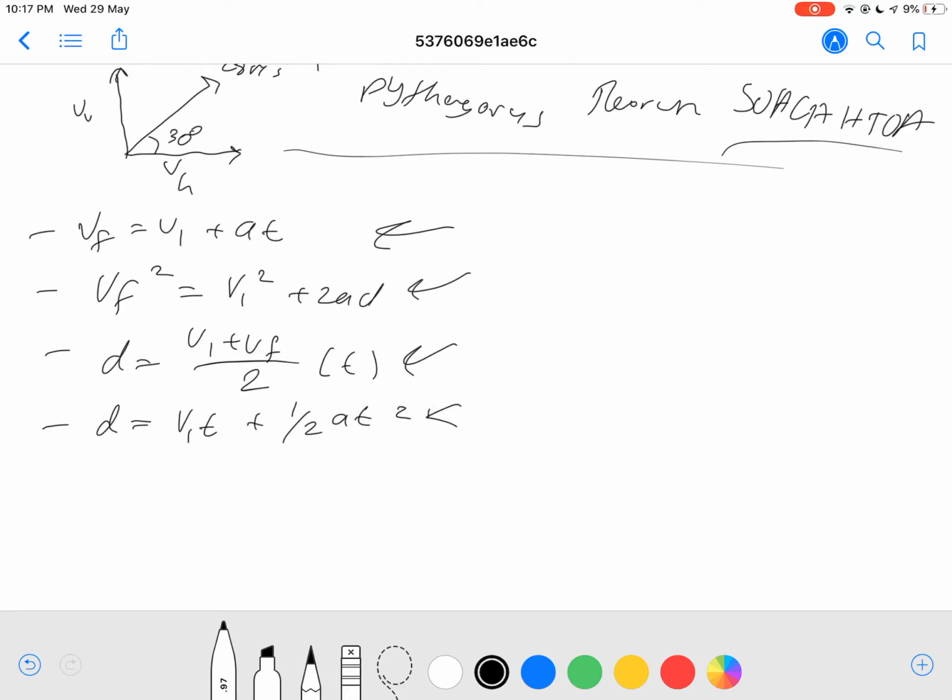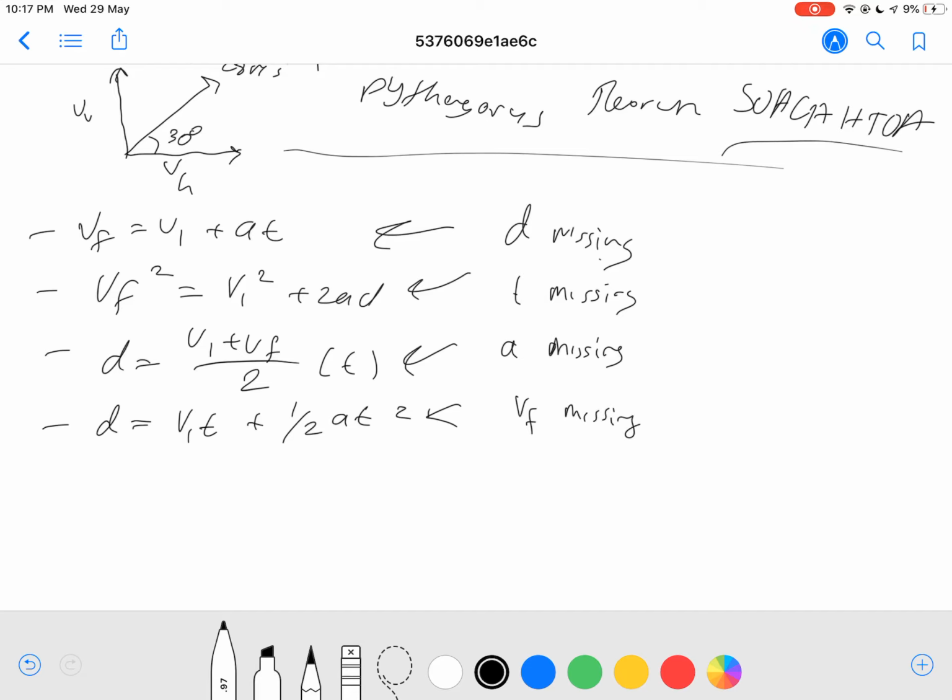I'm going to go through each of these equations. For the first equation, distance is missing. For the second equation, t is missing. For the third equation, acceleration is missing. And for this last equation, Vf is missing.